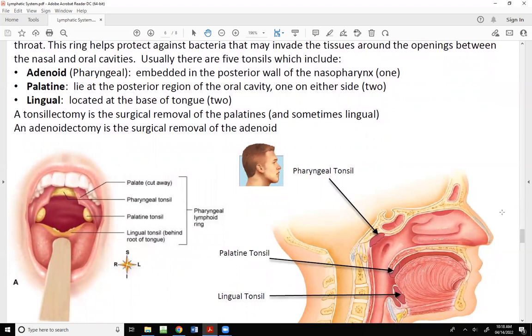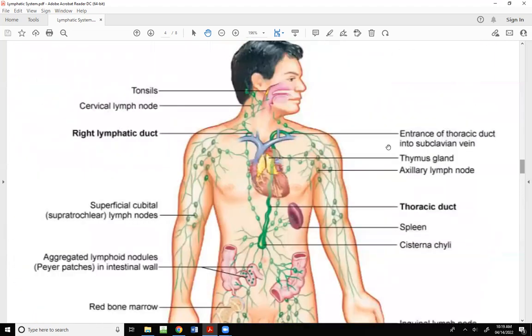Once again, there are usually 5 tonsils. That includes 1 of the adenoid variety, or what we will call the pharyngeal tonsil. It's embedded in the posterior wall of the nasopharynx. That's up more in the nose area, not in the actual nose. The nose is all of this structure, obviously, but it's in the part of our throat just posterior to our nose, what we call our nasopharynx. And if I go back to this picture, that's actually the tonsil that was labeled here. And the others are closer associated with the mouth.